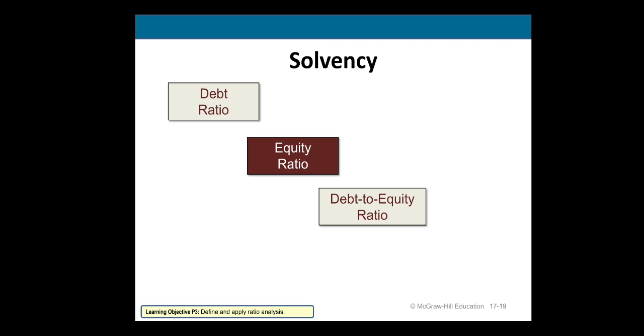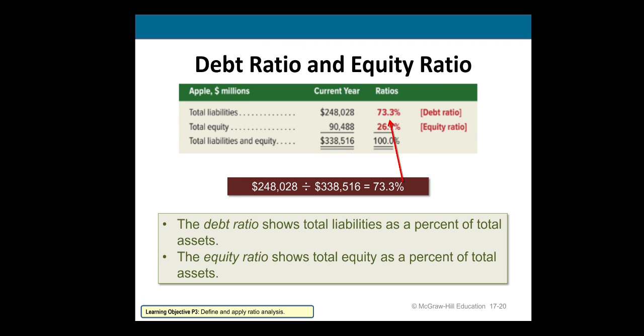Solvency, the simple definition, is the ability of the business to survive, to continue its operation in the future. And it is related to the debts most of the time. Okay, so the first is the debt ratio, and the second is the equity ratio. The way to calculate the debt ratio is total liabilities divided by total asset.